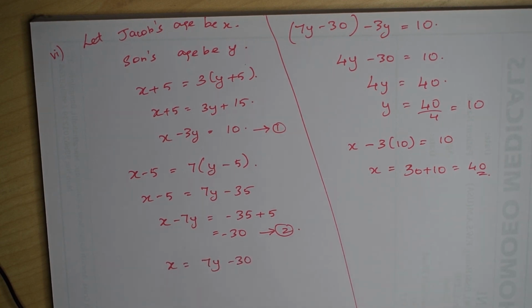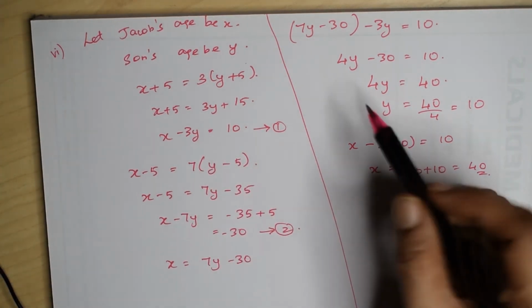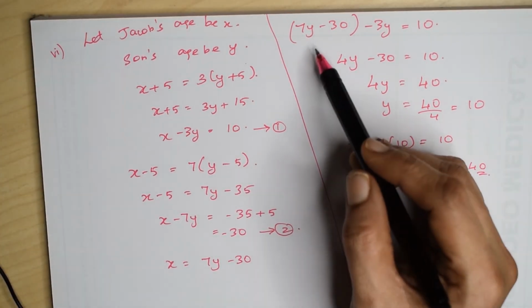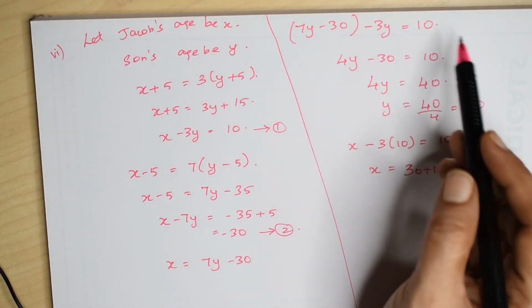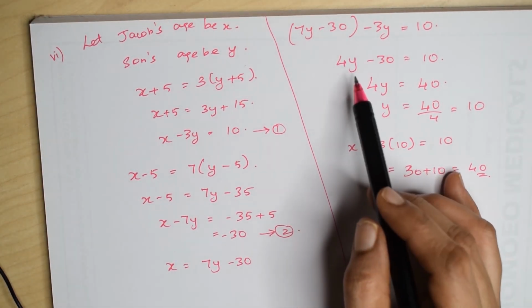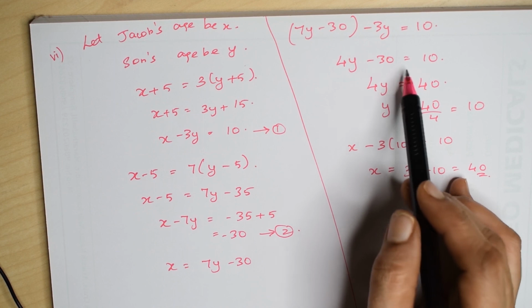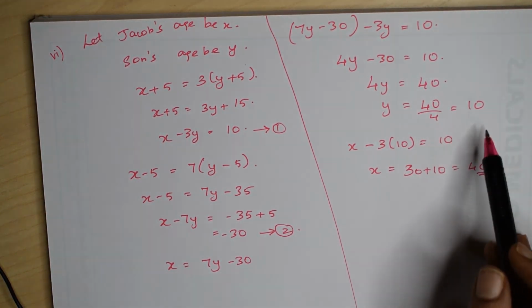As we are doing the substitution method again, I keep x alone on the left hand side and 7y goes to the right hand side. It is equal to 7y minus 30. Okay, this value I am going to use in the first equation. So in the place of x I have used this value 7y minus 30, minus 3y is equal to 10, and so when I subtract 7y minus 3y, it becomes 4y. 4y minus 30 is equal to 10. 4y is equal to 40. y is equal to 40 by 4, that is 10.